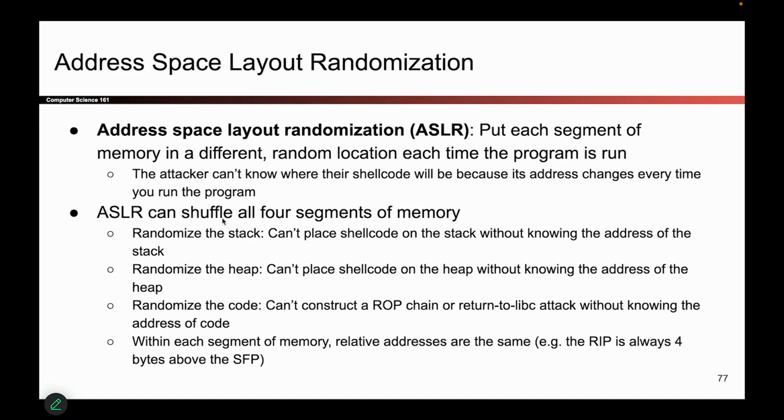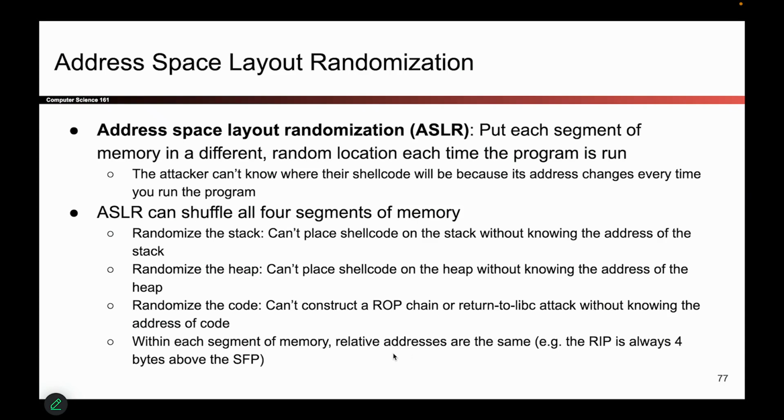And ASLR can shuffle all 4 segments of memory as we saw. So you can shuffle them anywhere you want. And now wherever you put shellcode, you don't know what the addresses are. They're different every single time. And something to mention, by the way, when we're talking about ASLR, is that when it shuffles the segments of memory, it doesn't shuffle what's inside that segment. So what that means is that relative addresses are still the same.